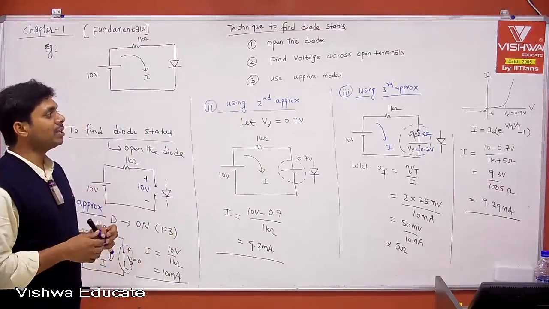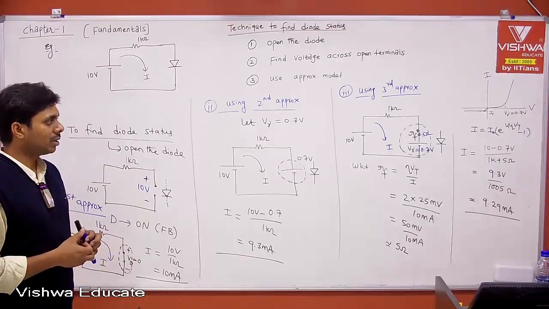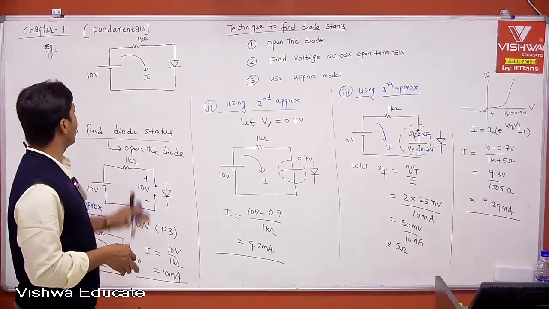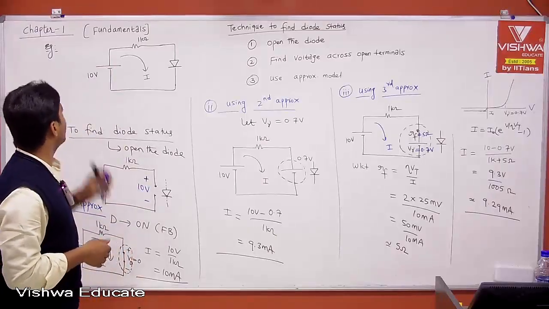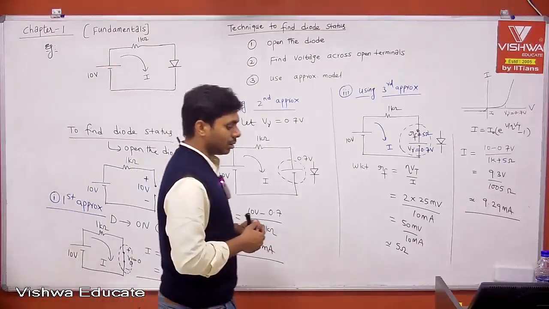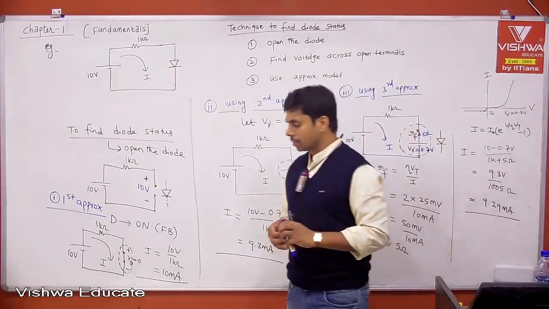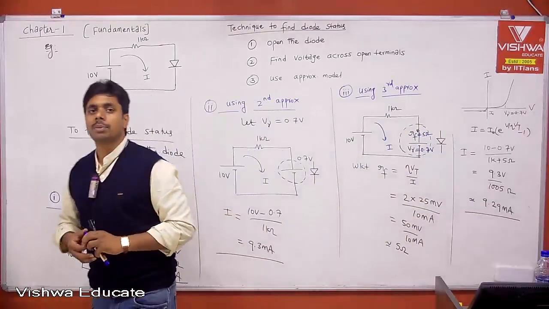This is what is related to the PN junction diode. Similarly, we need to see the BJT part and the MOSFET part. With that, I can say the fundamentals session, chapter 1, the concepts on fundamentals, are over. Then we can start the BJT amplifier section.